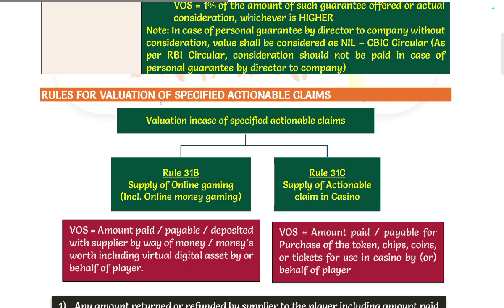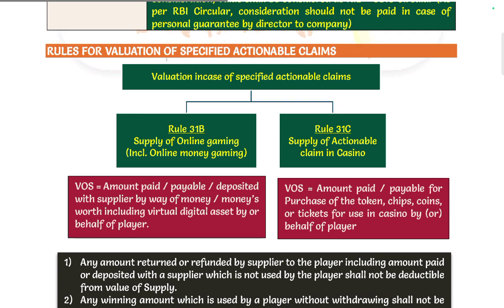Rules of the valuation specified in the actionable claim. Valuation in case of a specified actionable claim. Rule 31B, Rule 31C: supply of online gaming, including online money gaming. 31C: supply of actionable claim in a casino.